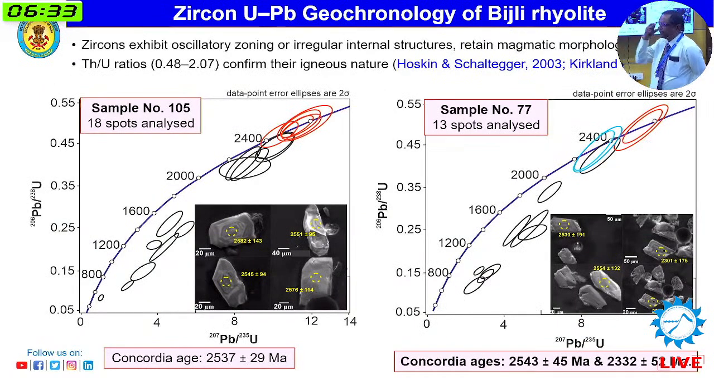Then we have dated 2 samples of the rhyolites at IIT Kharagpur. These are the CL images, which indicate magmatic ages of about 2.54 billion years. One sample gives 2537 plus or minus 29, another gives 2543 plus or minus 45, a slight spread. But the other sample also has a Concordia age of 2332 that is preserved.